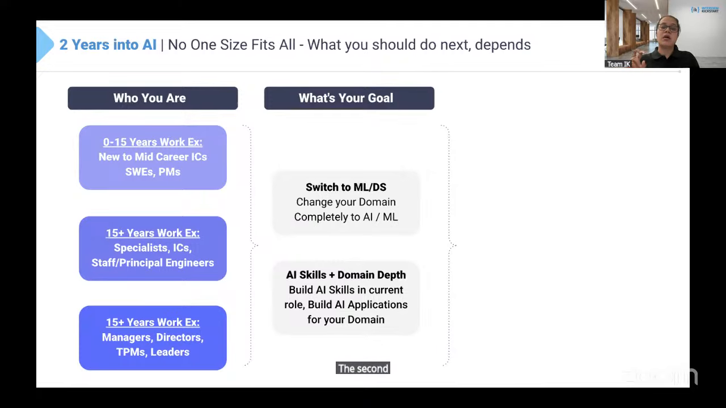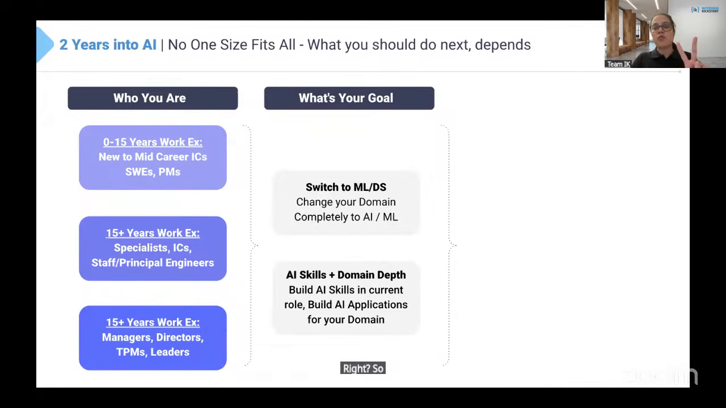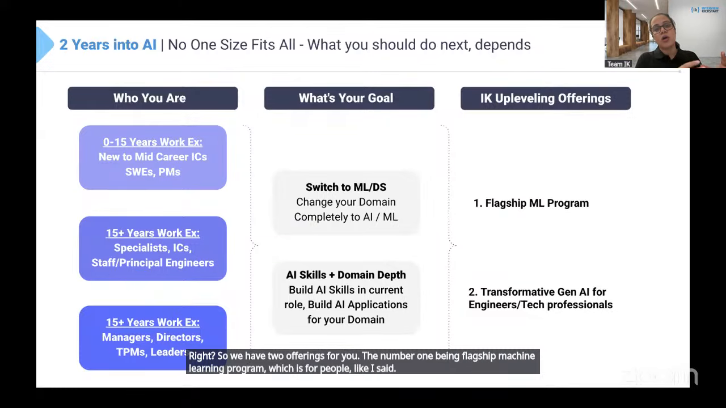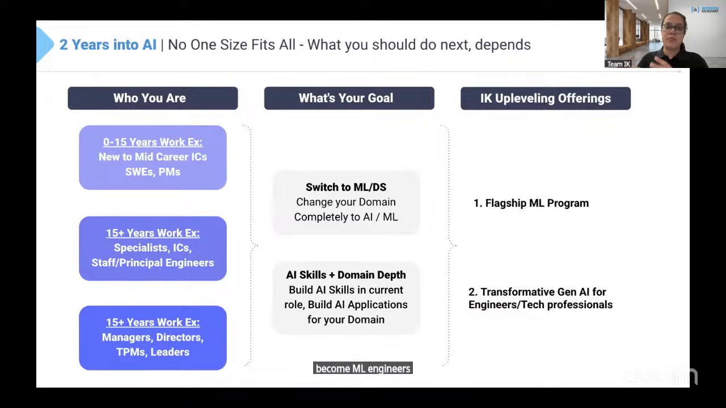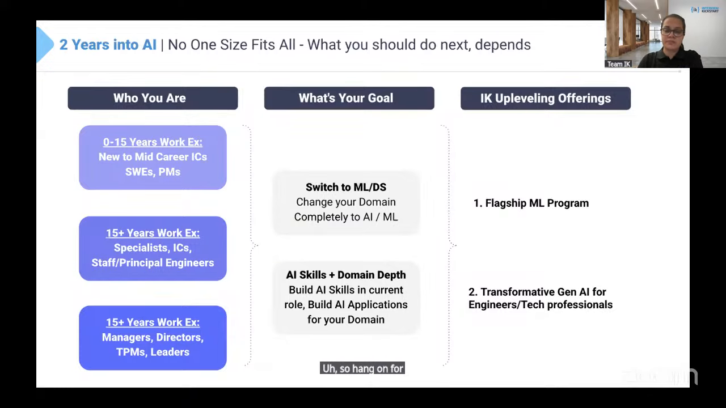The second is engineers or tech professionals who want to switch into machine learning completely. So either they want to become ML engineers, or ML based engineers, or even leaders who just want to get ML skills so that they can lead an engineering team of ML engineers, right? So we have two offerings for you. The number one being the flagship machine learning program, which is for people, like I said, who want to become ML engineers or become ML pros, basically. And the other is transformative Gen AI for different tech professionals. And when I say different, I'll tell you how that different looks. So hang on for the next few slides.